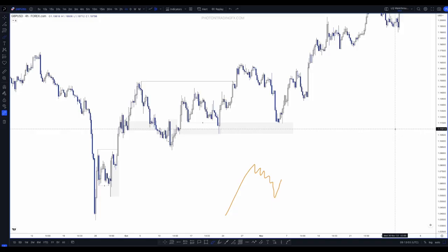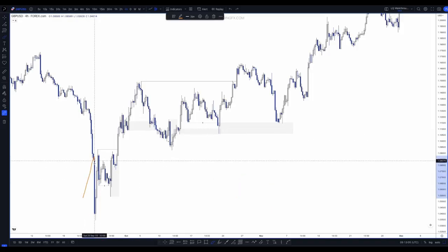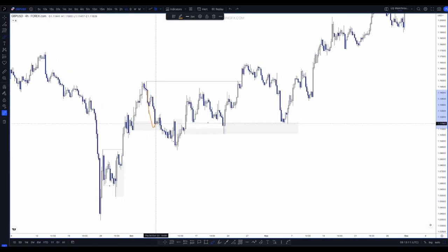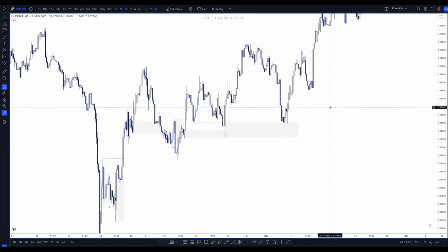So you can see what I'm saying here: we come up, we pull back, sweep liquidity, strong movement to the upside. Again, we have that pullback, get that low there, sweep liquidity, and then eventually we come up, generate more liquidity, sweep the liquidity, and then we go. And that will happen even on a smaller scale.